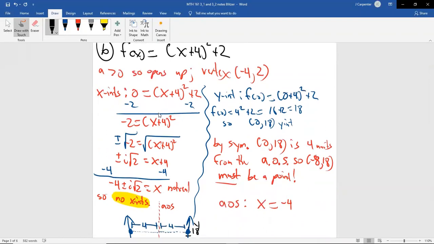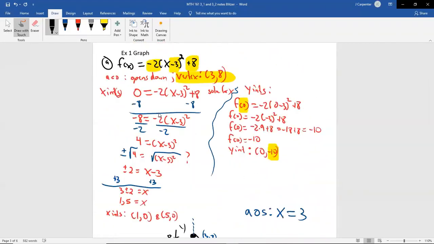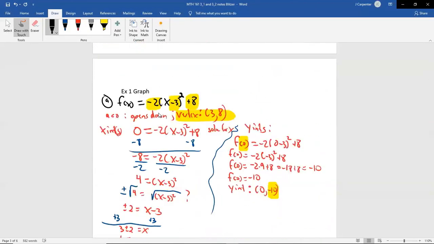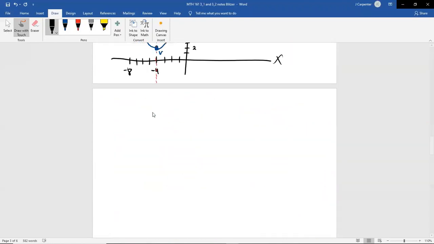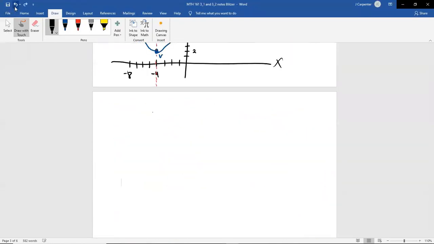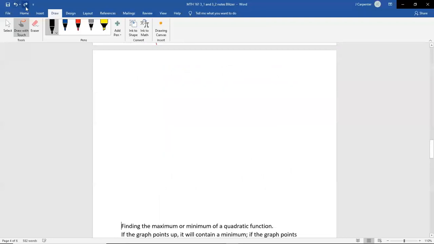I did type up the axis of symmetry stuff, right? Yes, I did. Good. Just making sure. So now we're going to talk about what we call the general form. So standard form was what I also called vertex form. General form doesn't have another name.